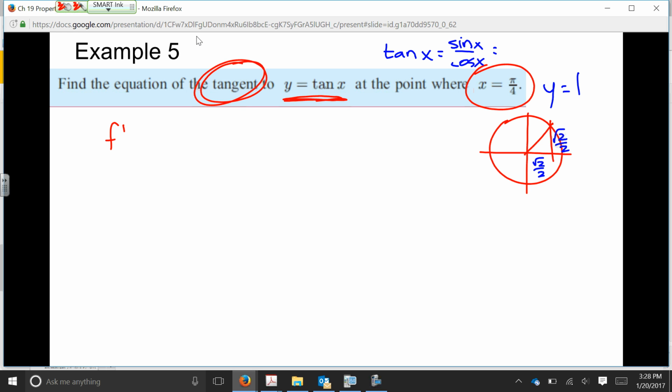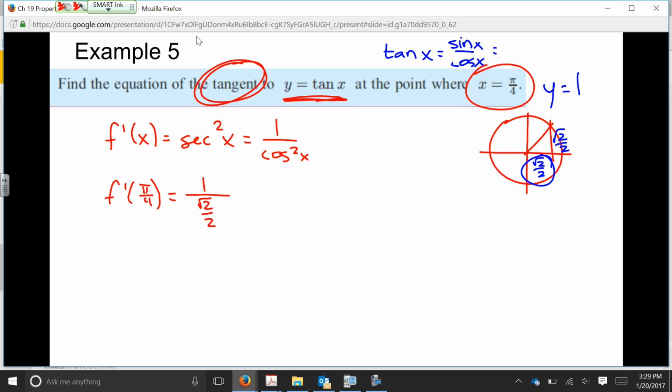So let's go ahead and start with the derivative function. The derivative of tan x is one that we've studied previously. That's just going to be secant squared x, or 1 over cosine squared x. So when we go to find f prime of pi over 4, that's just going to be 1 over, we have the horizontal component right here that we can just go ahead and plug in. Rad 2 over 2 quantity squared, which is just going to give us 2. Okay, so that's, again, our slope of our tangent line.